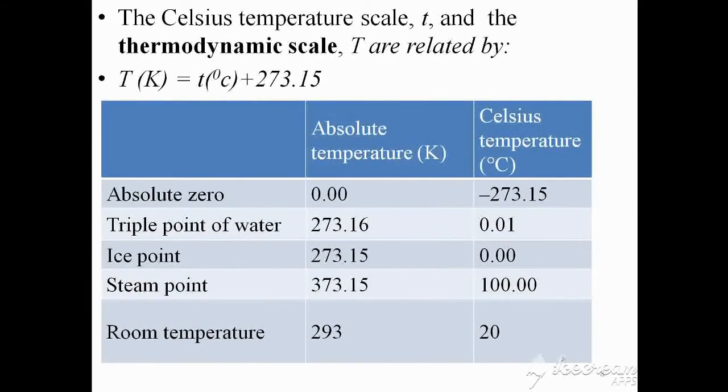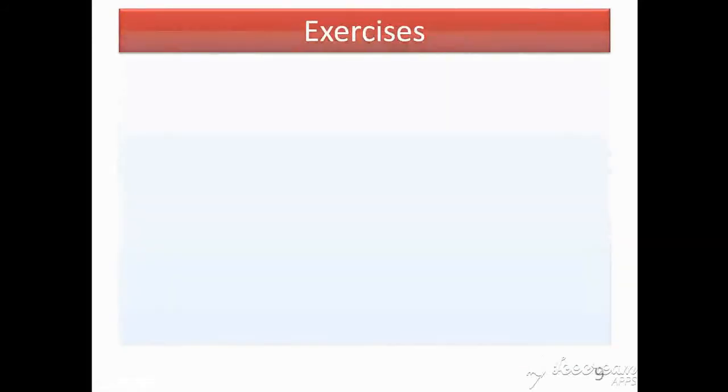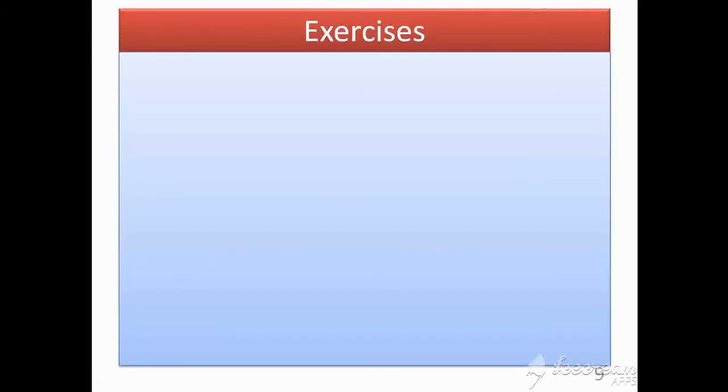For example, we can see from the following table. Absolute temperature and Celsius temperature scale are compared here. Absolute zero, for example, as we've defined, is 0.00 Kelvin. At this temperature, if you substitute in place of this K, you can solve for T in Celsius, which will be equal to negative 273.15. Let us do an exercise.